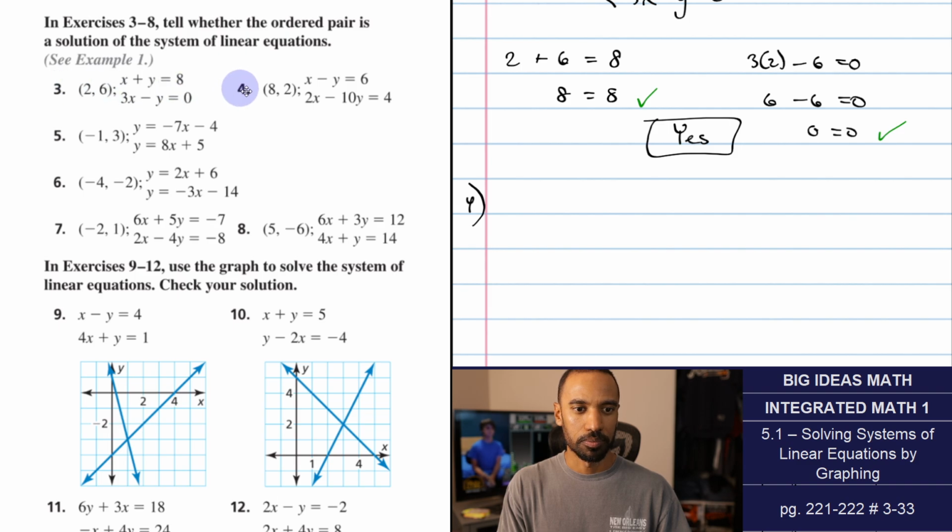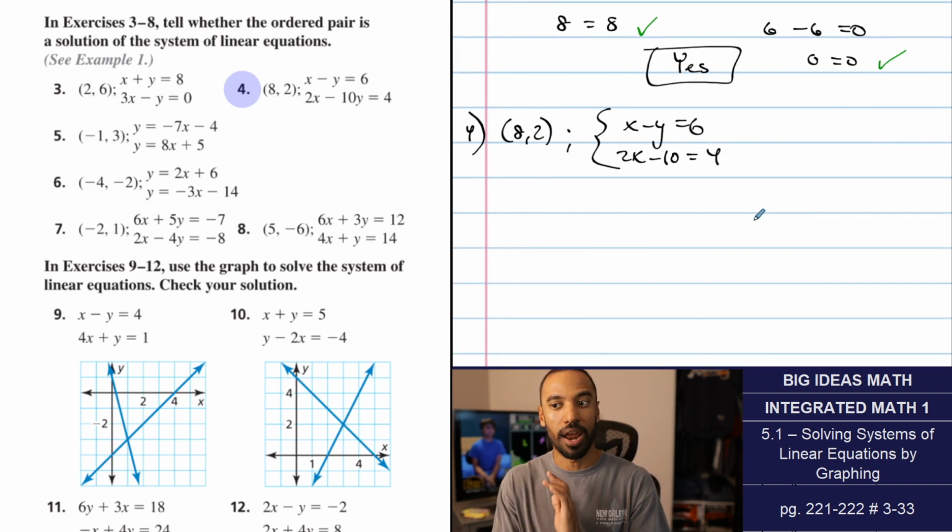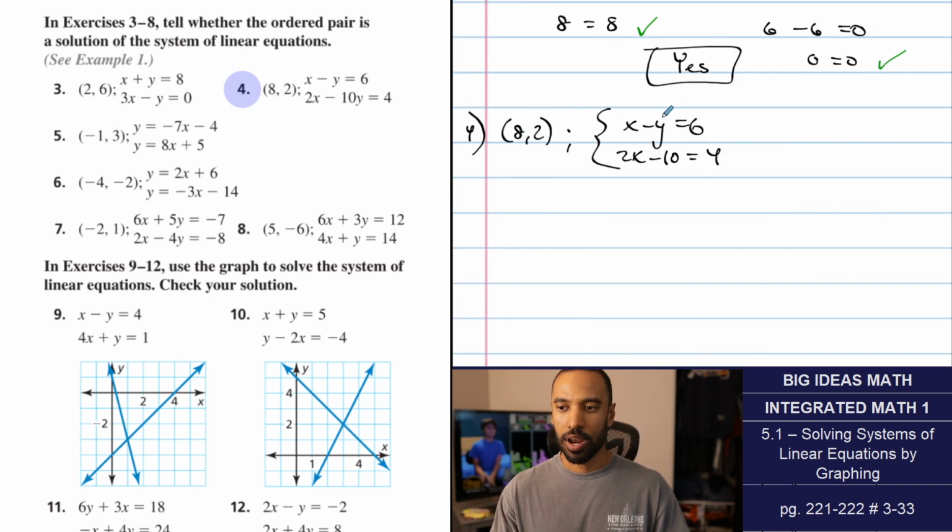Let's check 8, 2. Give me a second. All right, we have 8, 2 against the system x minus y equals 6. And mind you guys, we're not yet graphing on these ones. This is just a precursor for something we can do for any solution set. 8 goes for x, 2 goes in for y. We have 8 minus 2 equals 6.